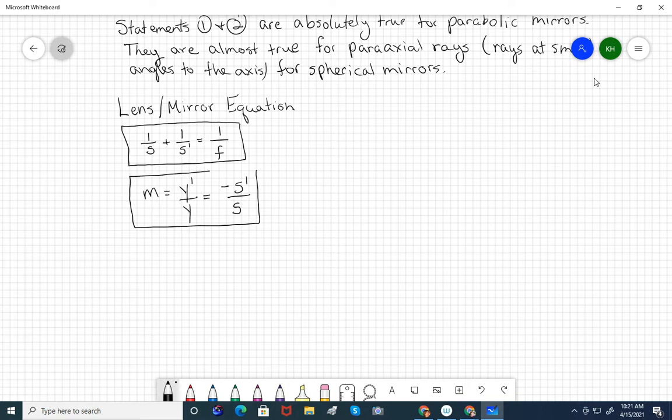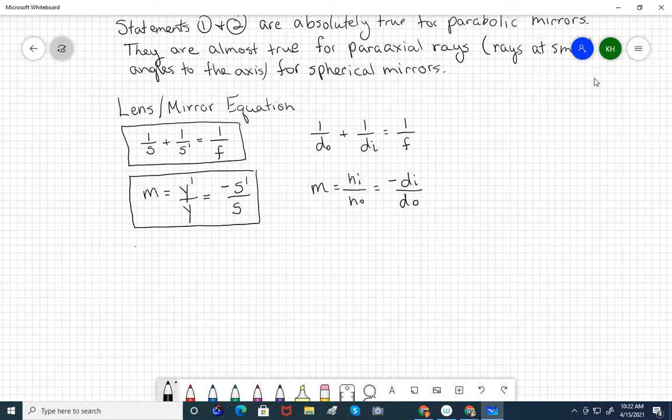Now, if you happen to be working in a different textbook, that equation might look like 1 over object distance plus 1 over image distance equals 1 over the focal length. And magnification might look like HI over HO, or negative image distance over object distance. Those are just variations on how they label things. I think you know what everything is.